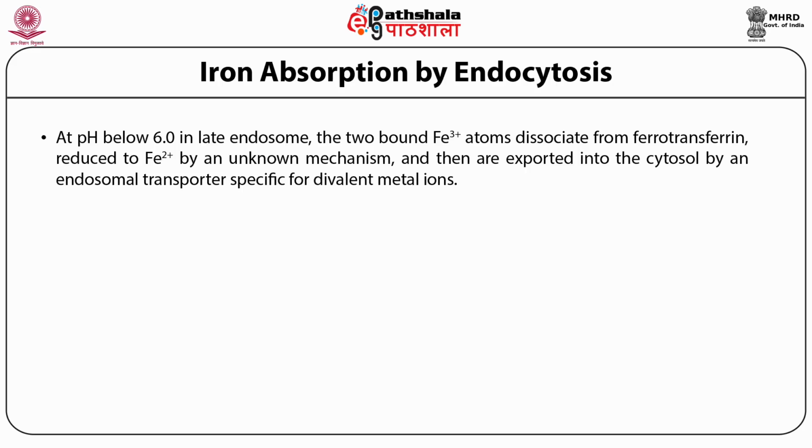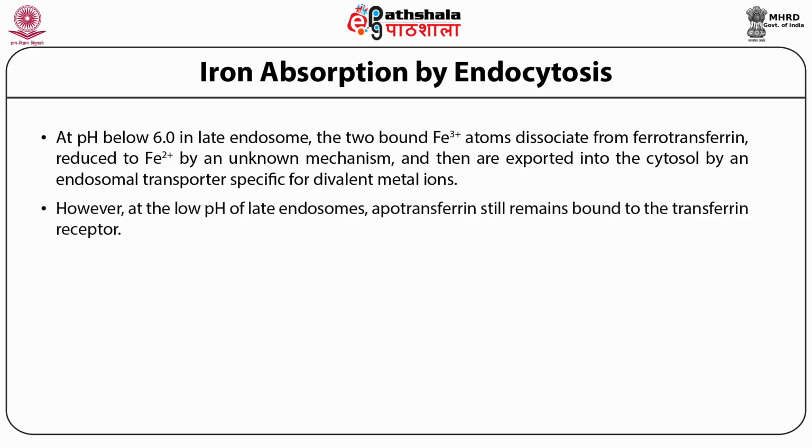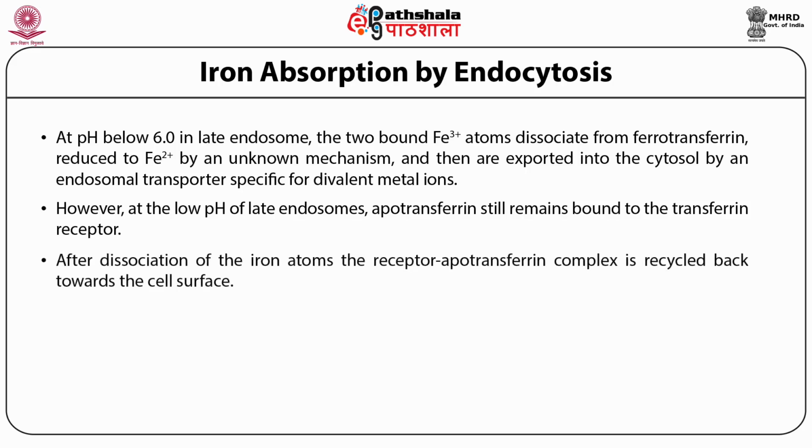At pH below 6 in late endosomes, the two bound ferric atoms dissociate from ferrotransferrin, are reduced to ferrous by an unknown mechanism, and then are exported into the cytosol by an endosomal transporter specific for divalent metal ions. However, at the low pH of late endosomes, apotransferrin still remains bound to the transferrin receptor. After dissociation of the iron atoms, the receptor-apotransferrin complex is recycled back towards the cell surface.